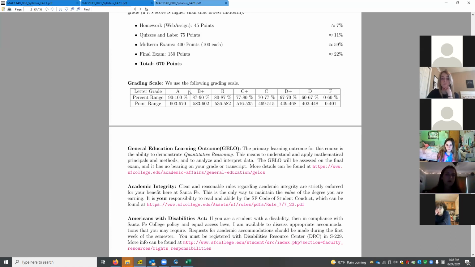One of the things people always ask me is, do you round up? Like if I have a 79.5, can I get a B? Yes, I do. The rule for that is if you're within 1.5% of the next grade. So like a 78.6, that's a B. 78.4, that's a C plus.